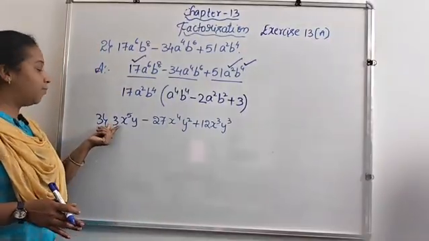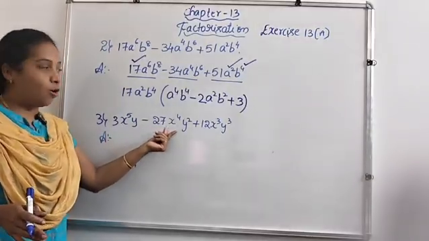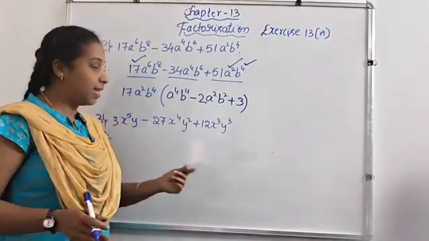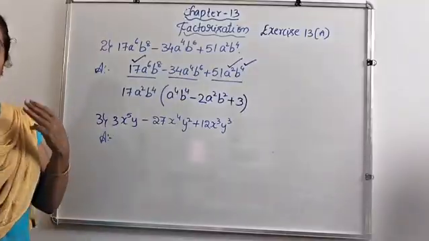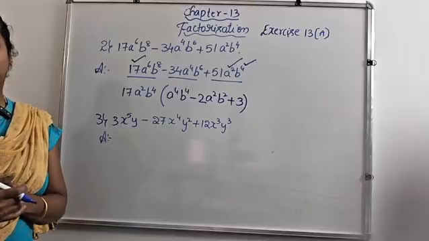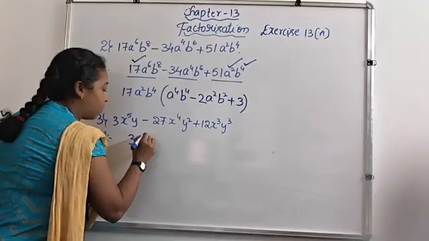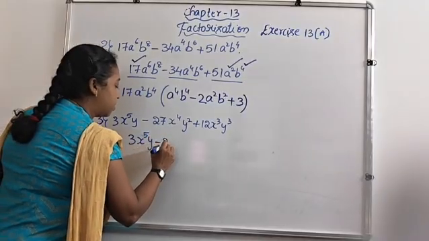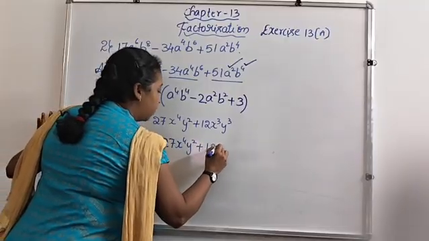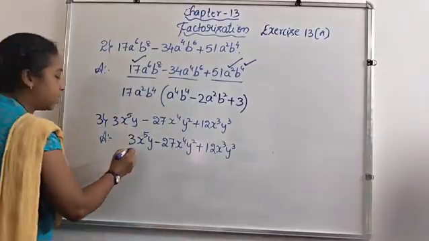This is the third question: 3 x to the power of 5 y minus 27 x to the power of 4 y square plus 12 x cube y cube. Now here also you will find three terms, so we have to go for common factors, taking out the common factors. 3x to the power of 5 y minus 27 x to the power of 4 y square plus 12 x cube y cube.